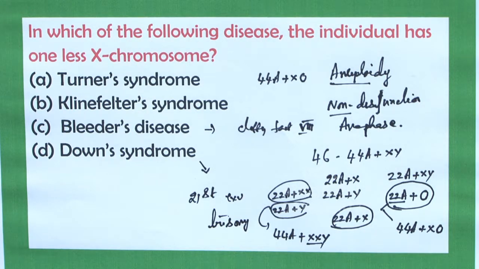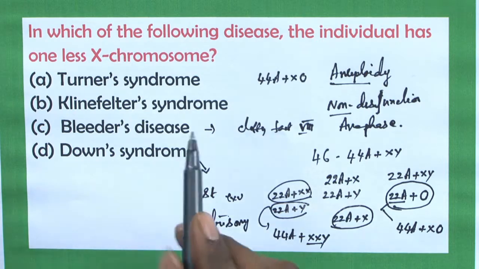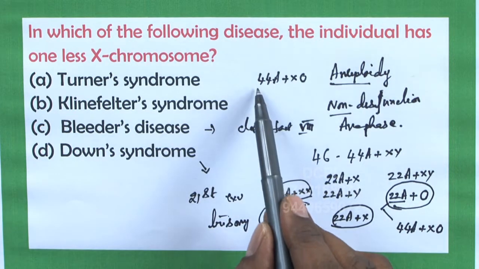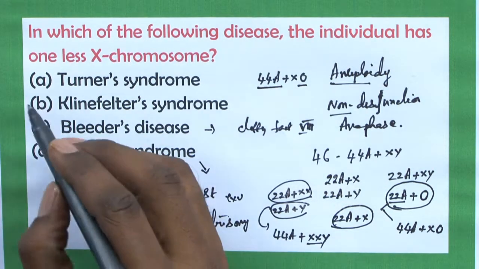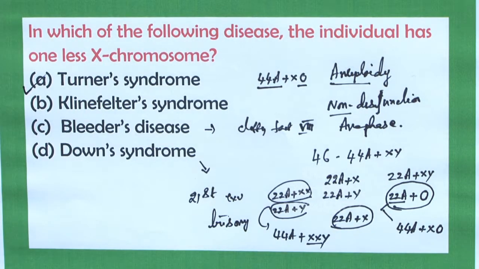So, in this particular question, when you consider all the options, option A is the correct one, because in Turner syndrome the autosomes remain the same, with absence of one X chromosome. So, the correct option is option A, Turner syndrome.